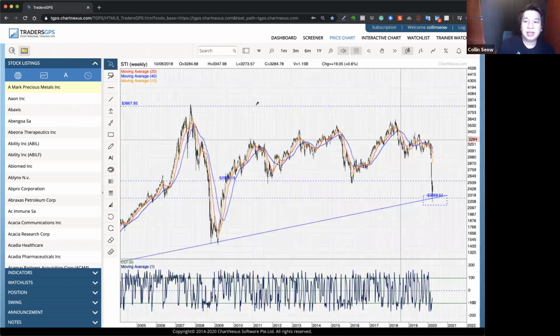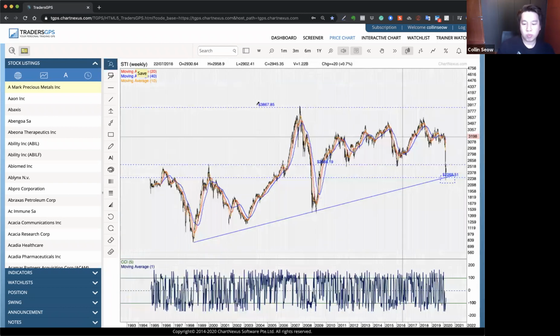Any question on STI? So even if it starts to hover here, it may also last for a while. It may last for 3 months, 6 months still here.